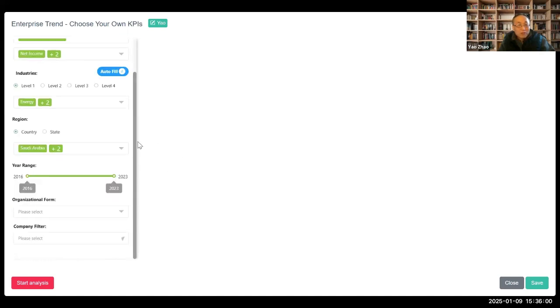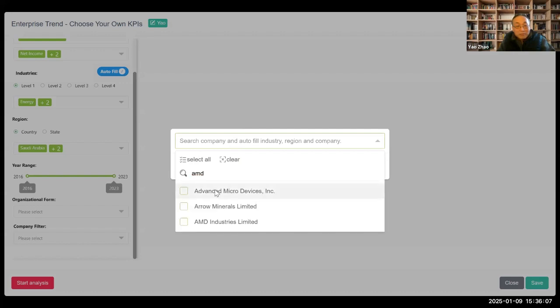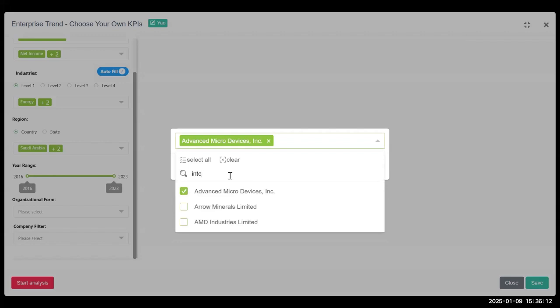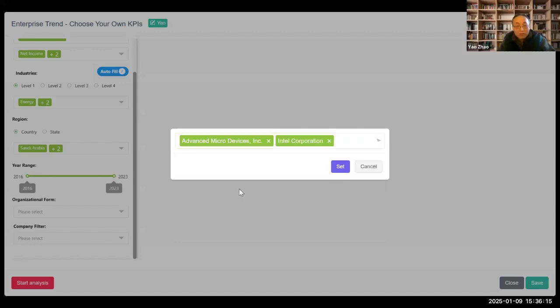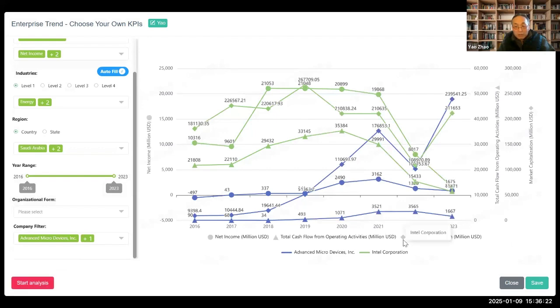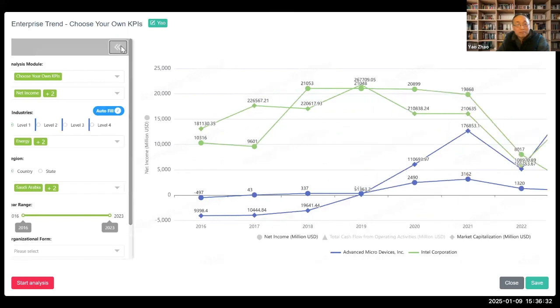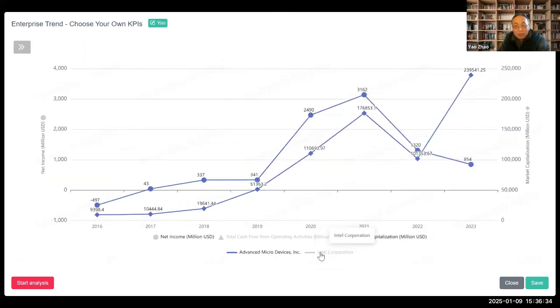Let's select new companies. With autofill, let's select AMD and Intel, INTC, I think that's the ticker. Okay, here we go, AMD and Intel. People are so interested in semiconductors. That's great. Let's look at them one by one. AMD.